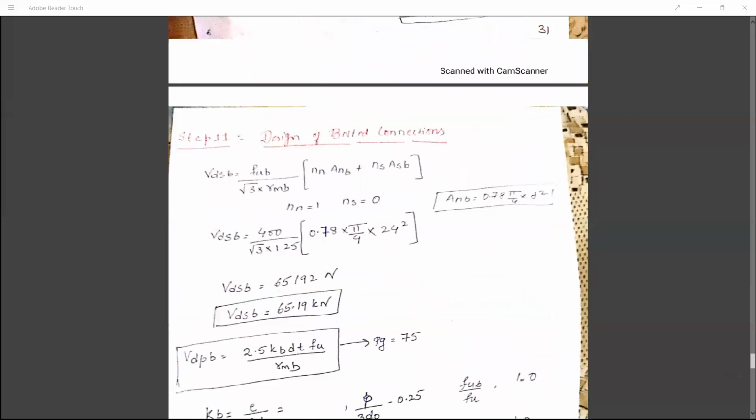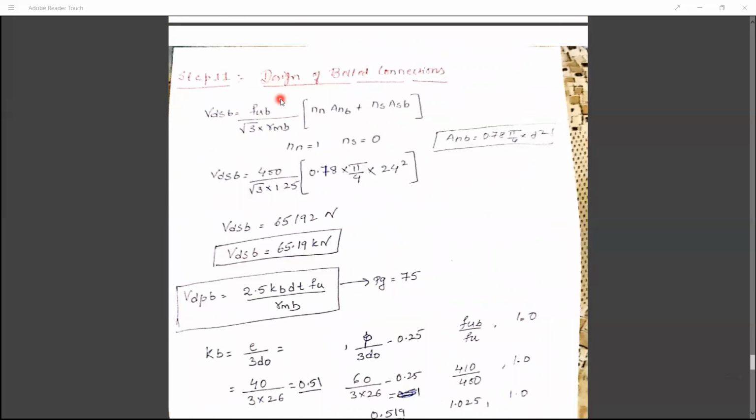So now the last part of our problem is the design of the bolted connection. So VDSB is equal to FUB by root 3 gamma MB times (NN AnB plus NS AsB). This you can find on page number 75 of IS 800 2007. So what are we taking here? We are taking the failures in the thread section only, not in the shank section. So NN is equal to 1 and NS is equal to 0.